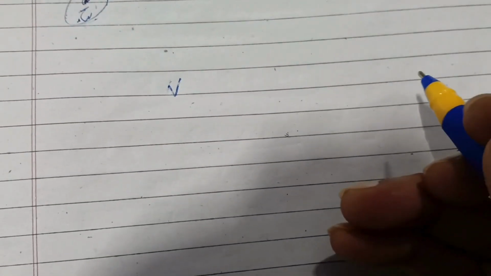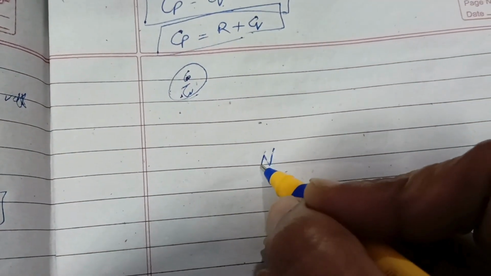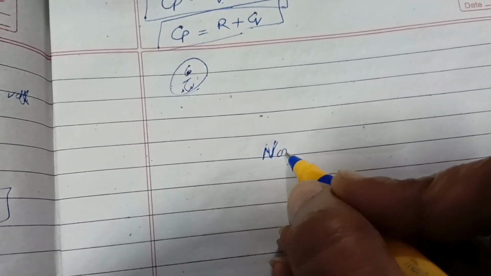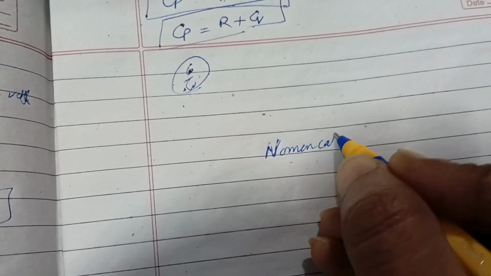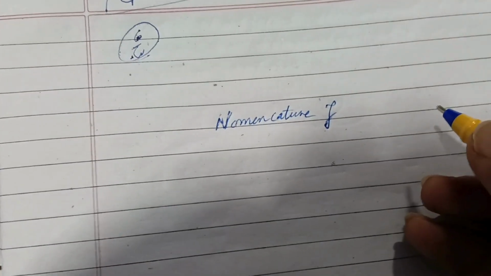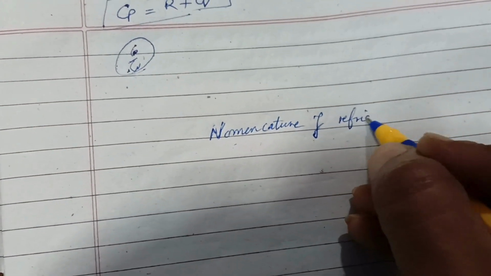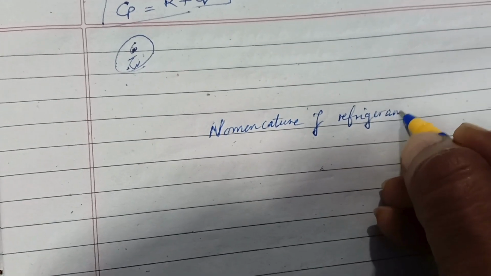Hello friends, in this video we will learn about the nomenclature of refrigerants. Nomenclature, that is the chemical formula. We know there are several refrigerants that are used in air conditioning and refrigeration purposes. Based on the refrigerants that we usually see in our books, we will cover one by one all the refrigerants that are being asked in all the competitive exams.